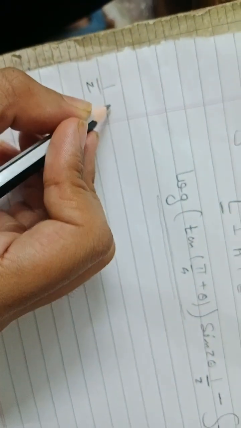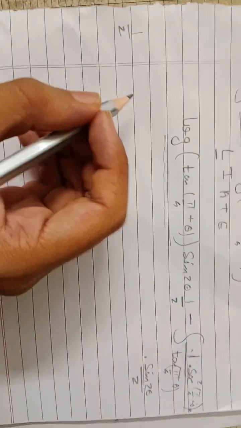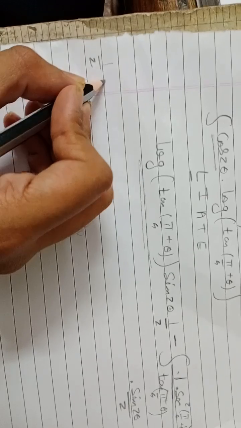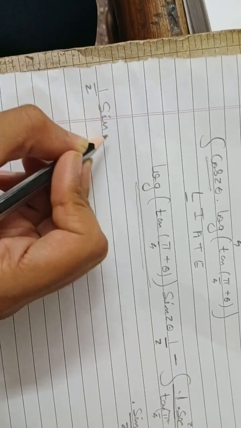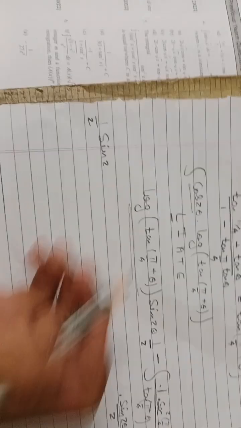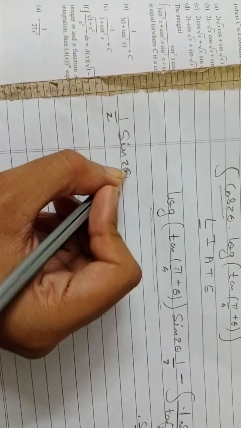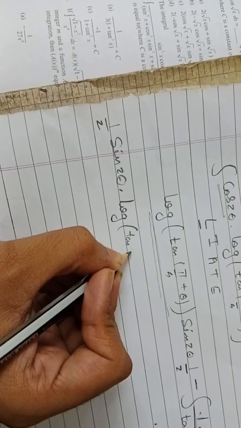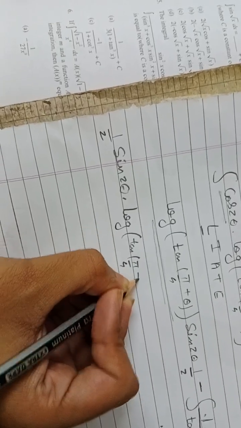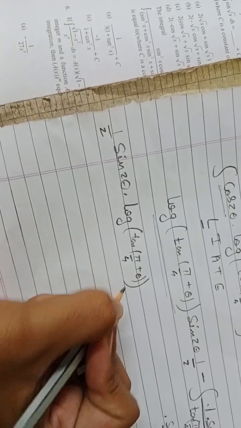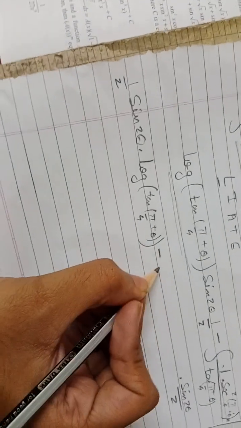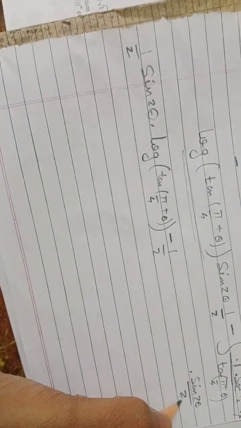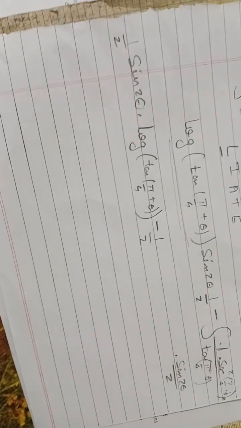So if I write this term, 1 over 2 of sine 2 theta into log of tan of pi by 4 plus theta, minus 1 by 2. This 2 is this here.